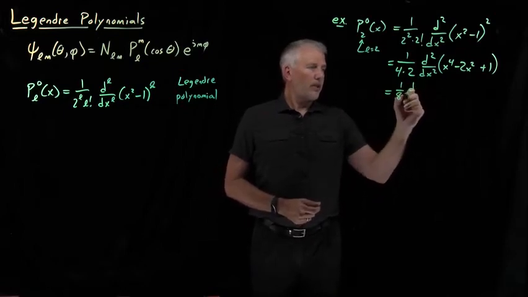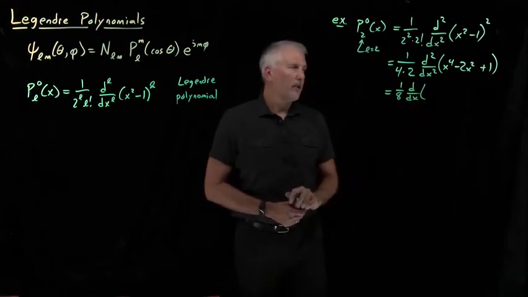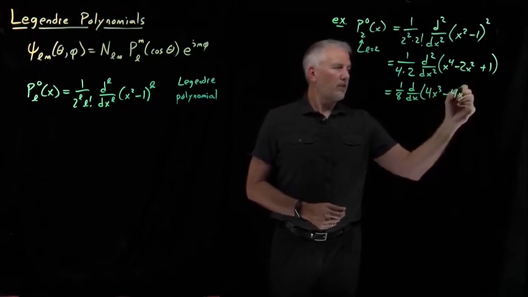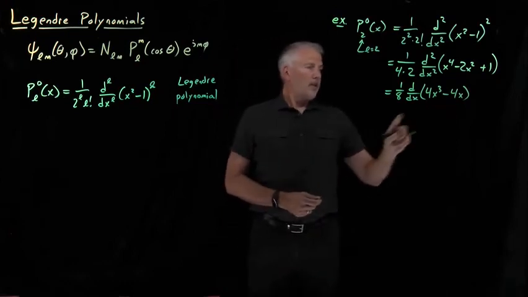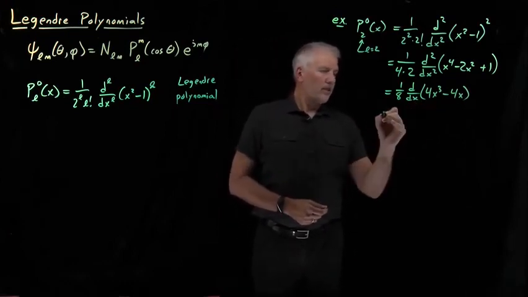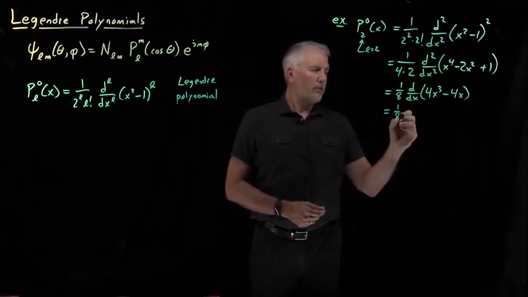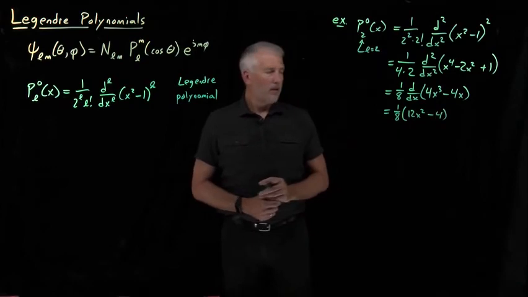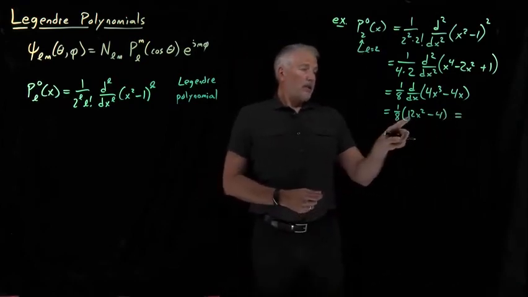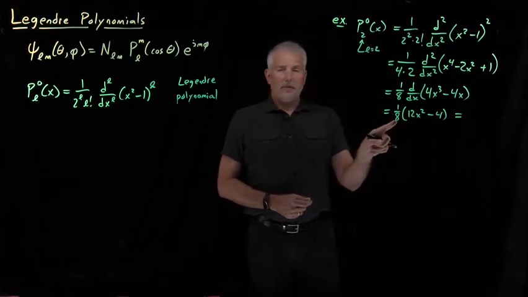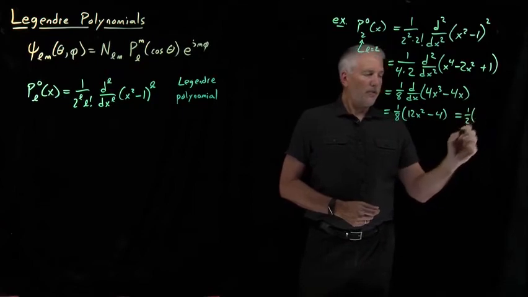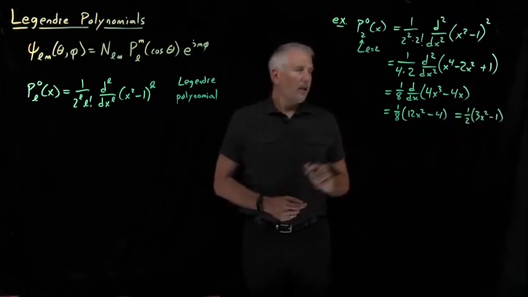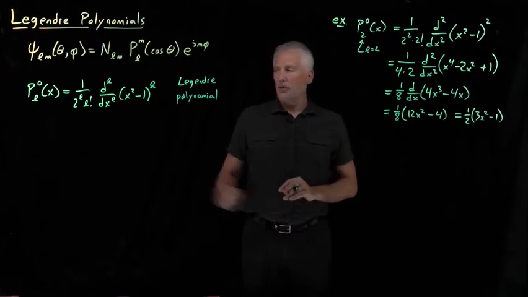Second derivative of this, we'll do them one at a time. So it is the first derivative of the first derivative. First derivative of this function is 4x cubed minus 4x. Now the first derivative of that is, so I still got a 1 over 8 out front. Derivative of this term in parentheses is 12x squared minus 4. If I divide by 4 on the inside and use that to cancel a factor of 4 in the denominator, I'm left with 1 half of 3x squared minus 1. So that's about as simple as I can get it. That is the Legendre polynomial when L is equal to 2, as specified by this recipe.